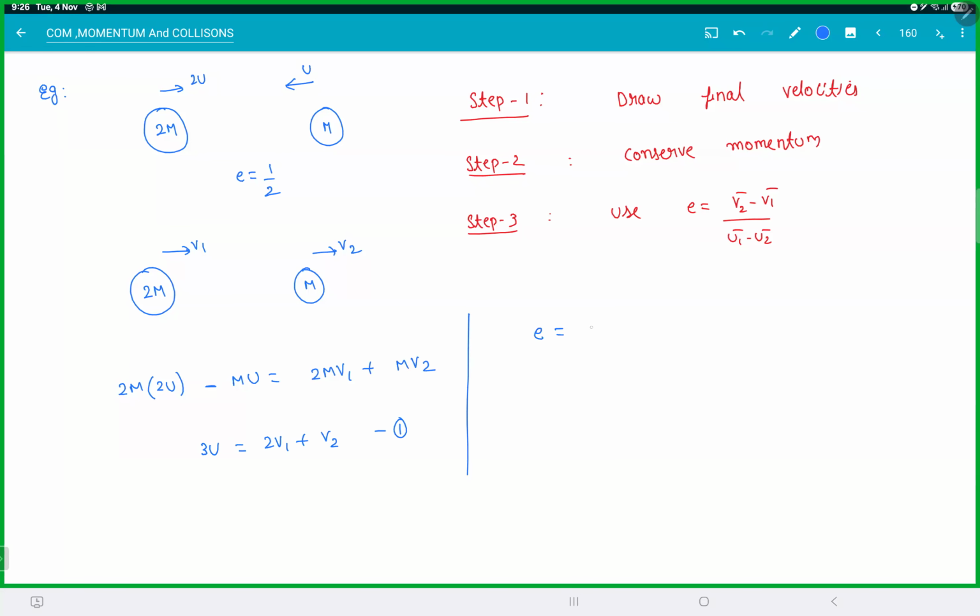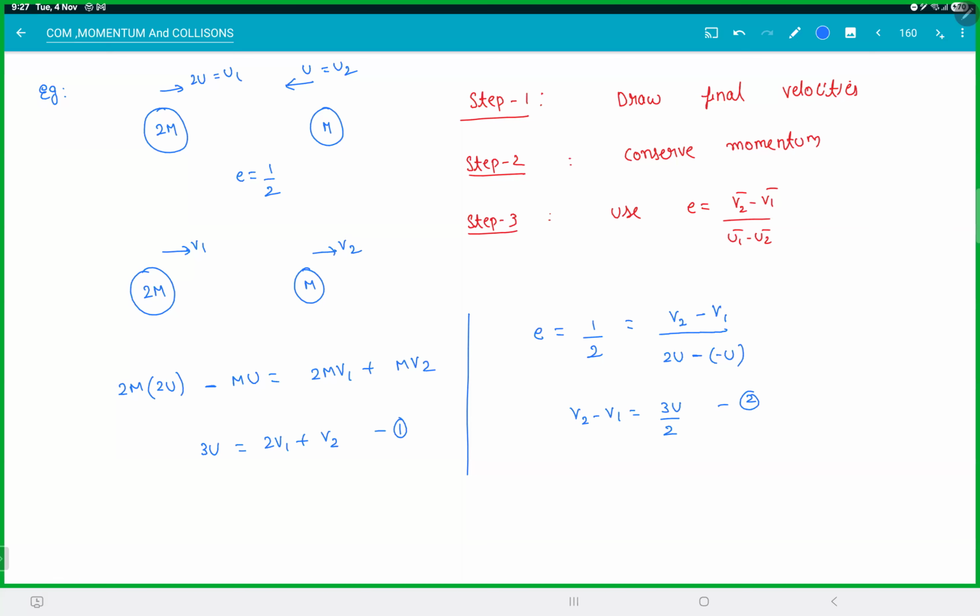Coefficient of restitution, E is equal to half. V2 is forward, V1 is also forward. Understand this is my U1, this is my U2. So it is V2 minus V1 by U1 minus U2. U1 is 2u, U2 is minus of minus u. Signs are important. This will be V2 minus V1 is equal to 3u by 2. There, 2 equations, 2 unknowns. Solve them, you'll get V1, V2.